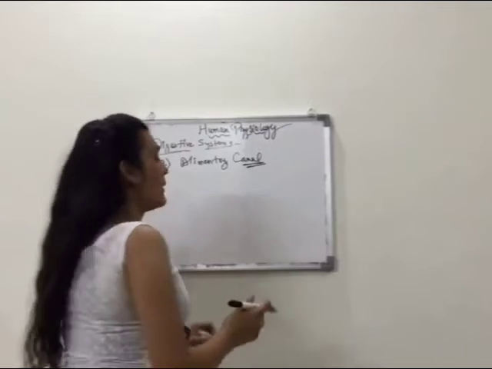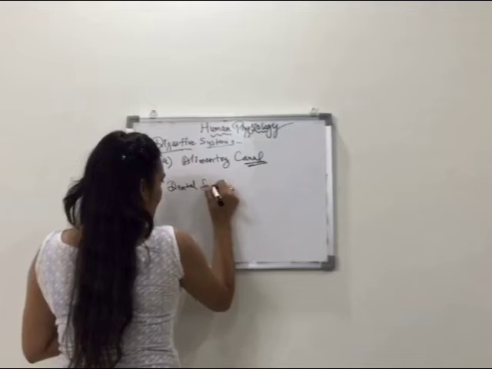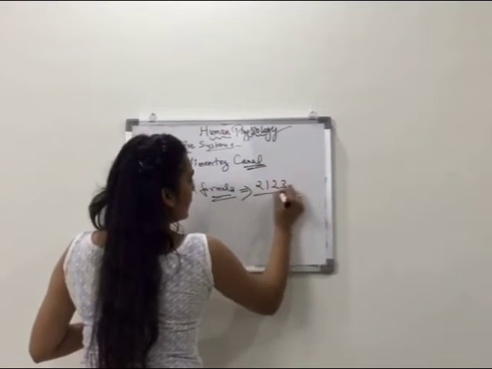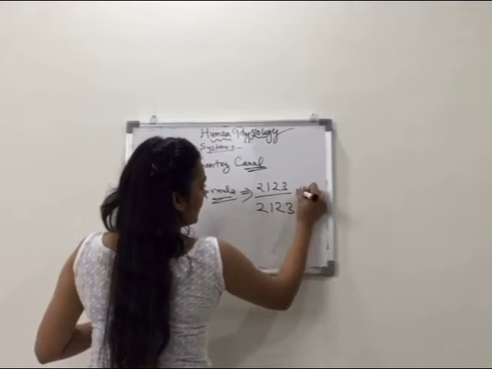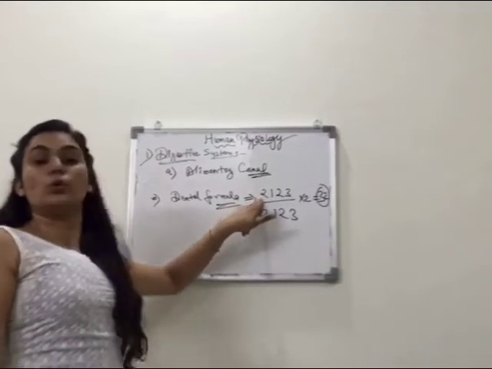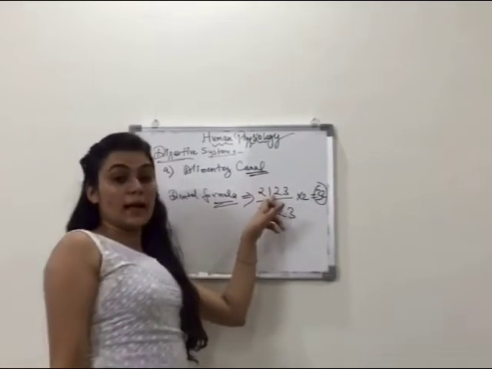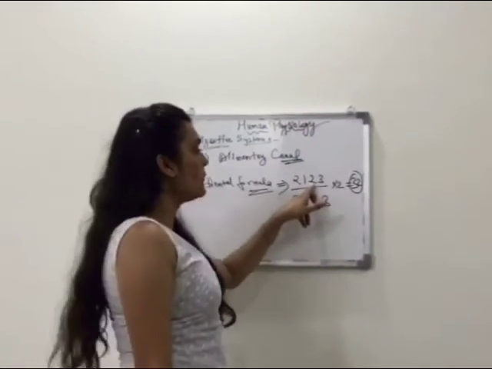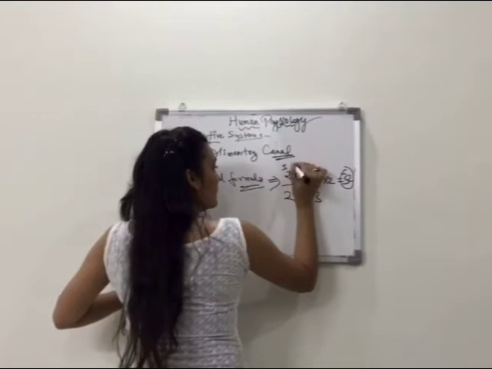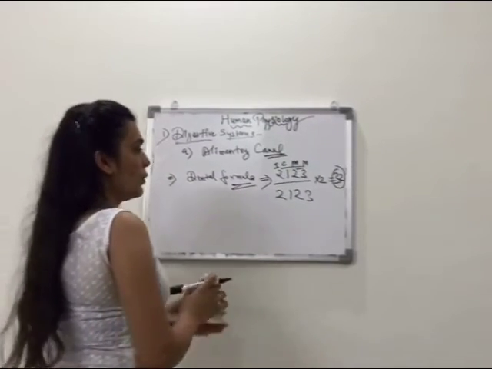After discussing the three terms about teeth, we discuss the dental formula. What is the dental formula? It is 2123 over 2123, multiplied by 2, equal to 32. That means there are 2 incisors, the central incisor and the lateral incisor, then 1 canine, then 2 premolars, the first premolar and the second premolar, and 3 molars, the first molar, second molar and third molar. These are the four types of teeth present in the oral cavity.